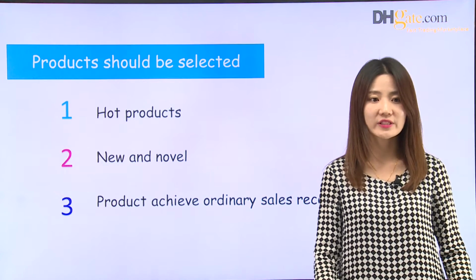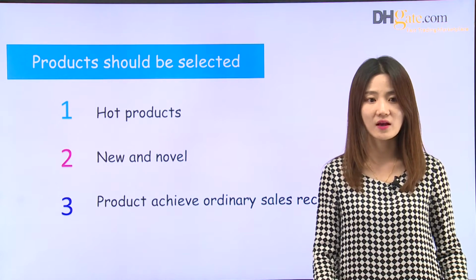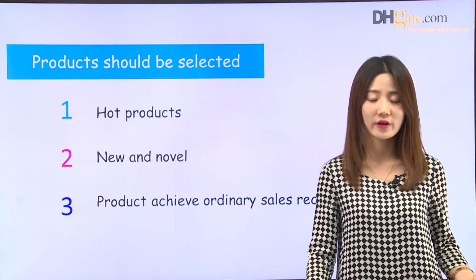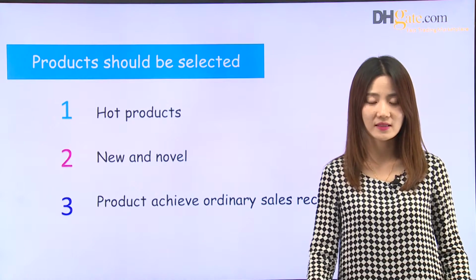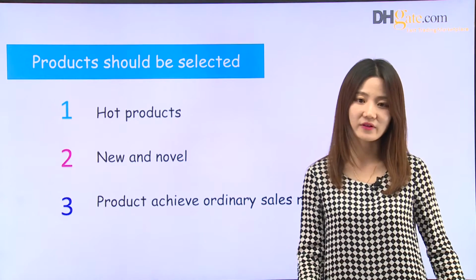Second is that product achieve ordinary sales record. This is the one with huge potential. If you have competitive feature or price, it will generate a good benefit.